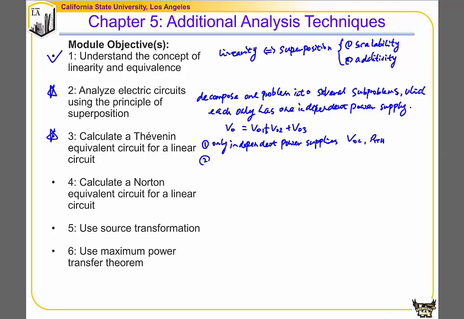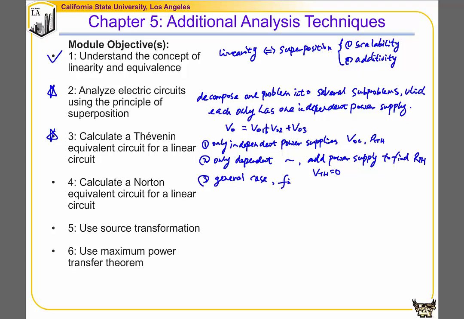The second special case is for circuits with only dependent power sources, and this circuit cannot self-start. You need to add a power supply for the calculation to find RTH. And in this case, VTH is simply equal to 0. And the third case, that's a general case. In this case, you need to find VOC and ISC, so that you can find a Thevenin equivalent circuit. VTH is equal to VOC, and at the same time RTH is equal to VOC over ISC. ISC stands for short circuit current. So these are the 3 different cases.